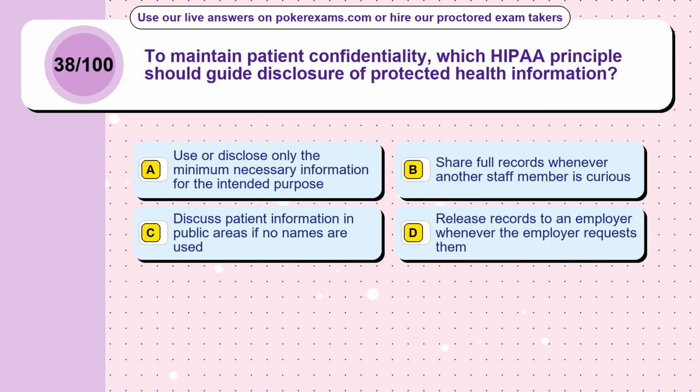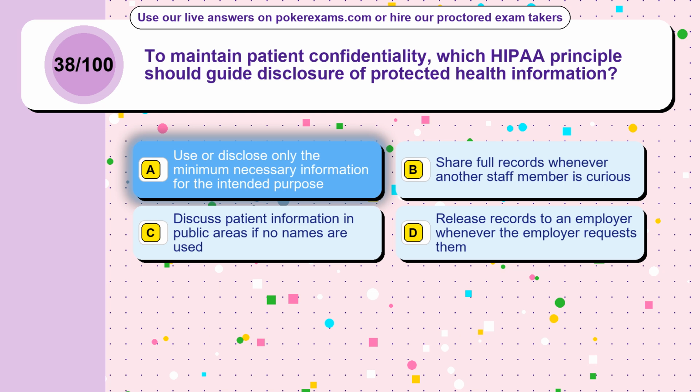Question 38. To maintain patient confidentiality, which HIPAA principle should guide disclosure of protected health information? Option A. Use or disclose only the minimum necessary information for the intended purpose. Option B. Share full records whenever another staff member is curious. Option C. Discuss patient information in public areas if no names are used. Option D. Or release records to an employer whenever the employer requests them.